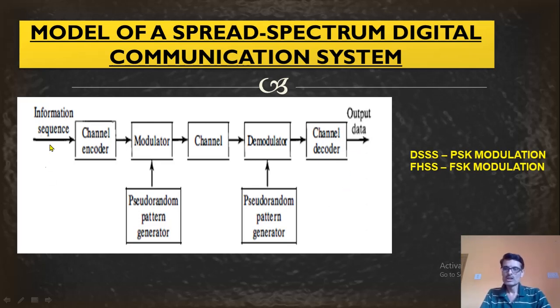Now here we have a modulator. This modulator can be a PSK modulator, or maybe an FSK modulator. Wherever it is possible to maintain phase coherence between the transmitter and the receiver carrier, in that case you can go for PSK modulation. If it is not possible to maintain the phase coherence, then you can go for FSK modulation.